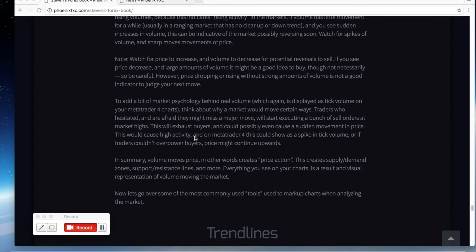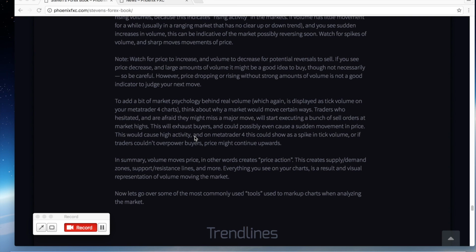To add a little bit of market psychology, because like I said, I like sentiment analysis behind the real volume, which, again, I'm going to keep reminding you, is tick volume in MetaTrader 4. Think about why a market would move certain ways. Traders who hesitate and are afraid they might miss a major move will start executing a bunch of sell orders at market highs. This is going to exhaust the buyers and could possibly even cause sudden movements in price. This would cause high activity on MetaTrader 4, and this could show as a spike in the tick volume. Or if traders couldn't overpower the buyers, price might actually continue upwards.